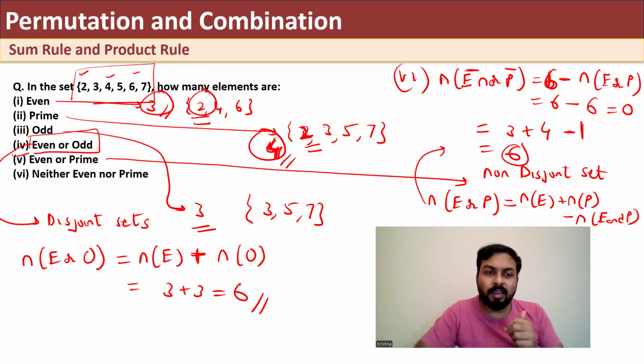Okay? So whenever anyone is asking you to find the number of elements which are neither even nor prime, you can do total minus either even or prime count. So total is 6, minus either even or prime count is 6. So 6 minus 6 is 0. Okay. All right.